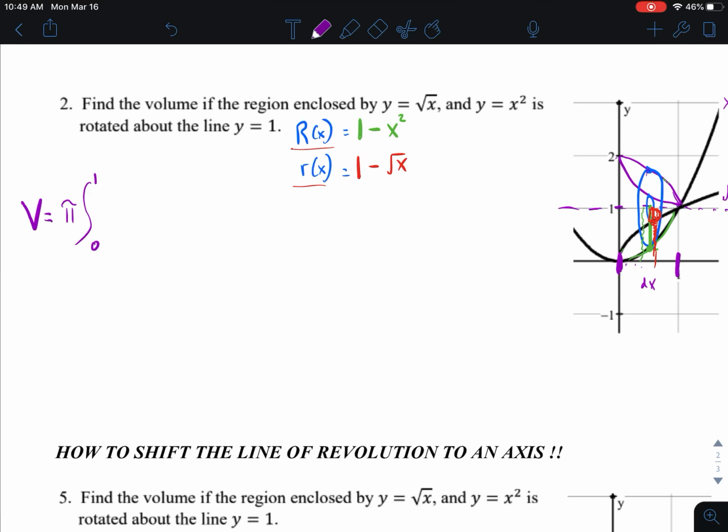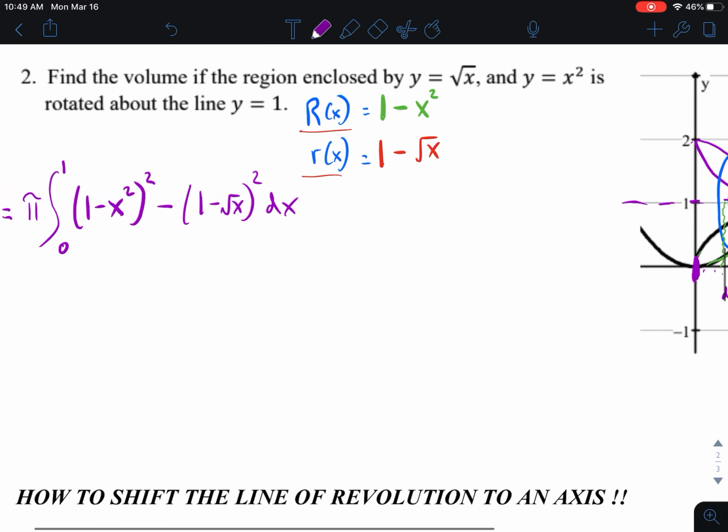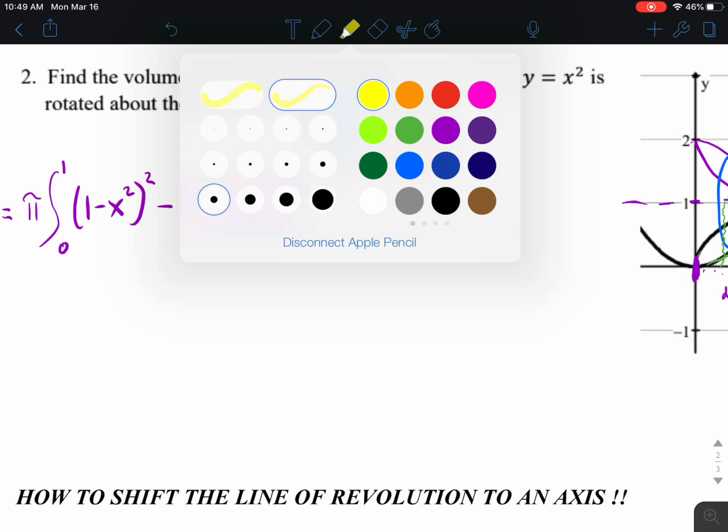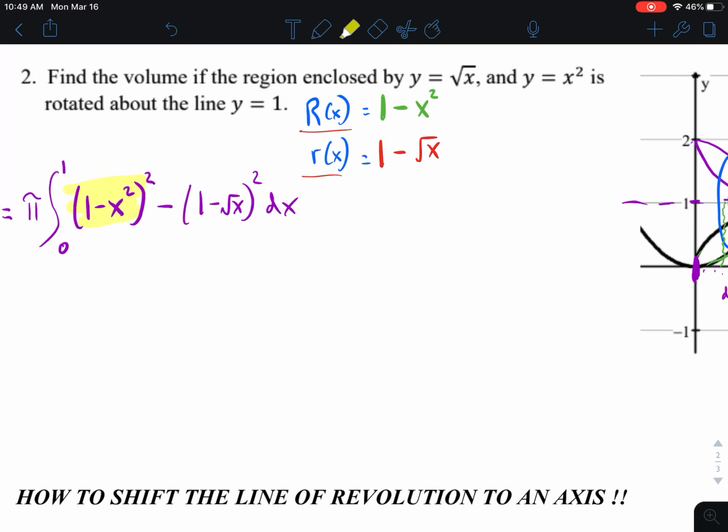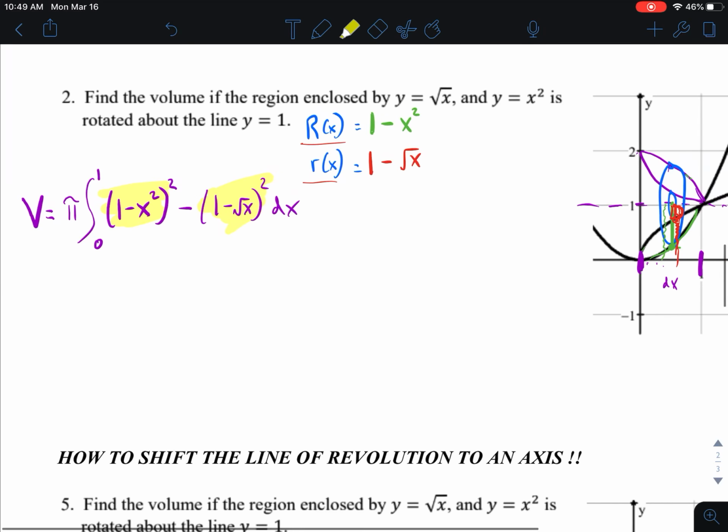Of, let's see, the big radius squared, 1 minus x squared, squared, minus the little radius squared, 1 minus radical x, squared, dx. Okay? Now, again, you see that this is going to require expanding this function and doing the antiderivative. And this is for the sake of time.